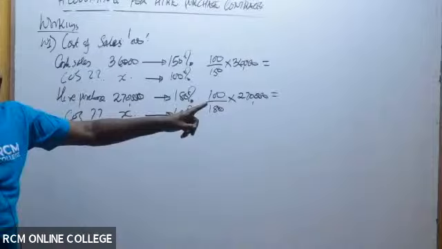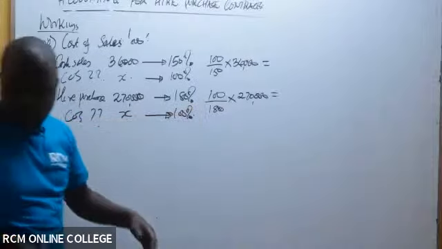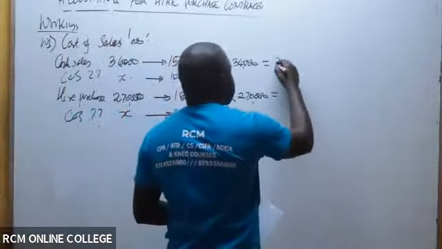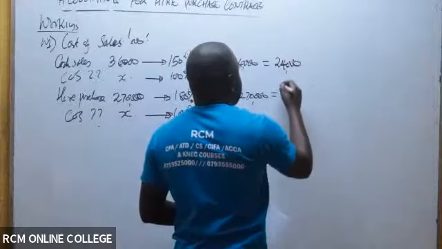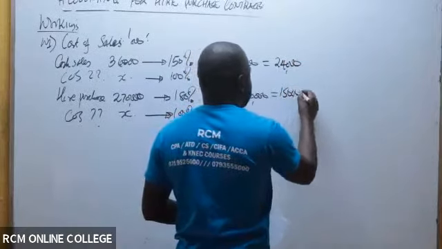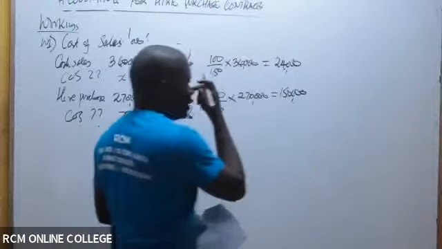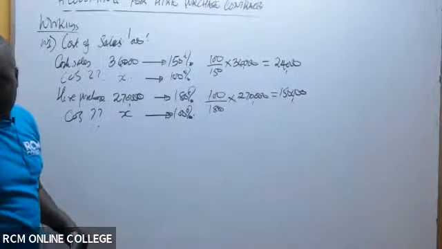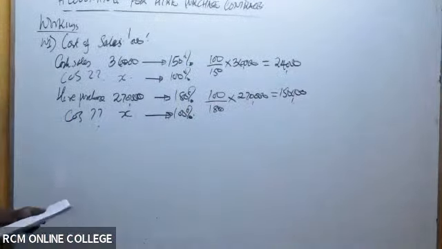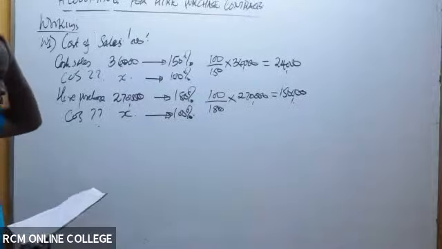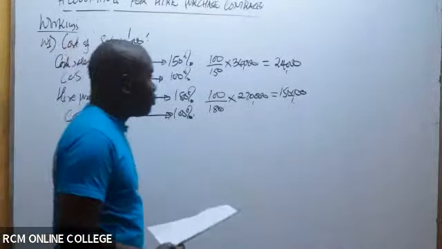For this one, I can see my friend says 24 million. So this one is 24 million. This one is 150 million. I hope the figures are correct. Francisca has given us the figures. That one is actually 150 million. So we've already gotten the cost of sales.